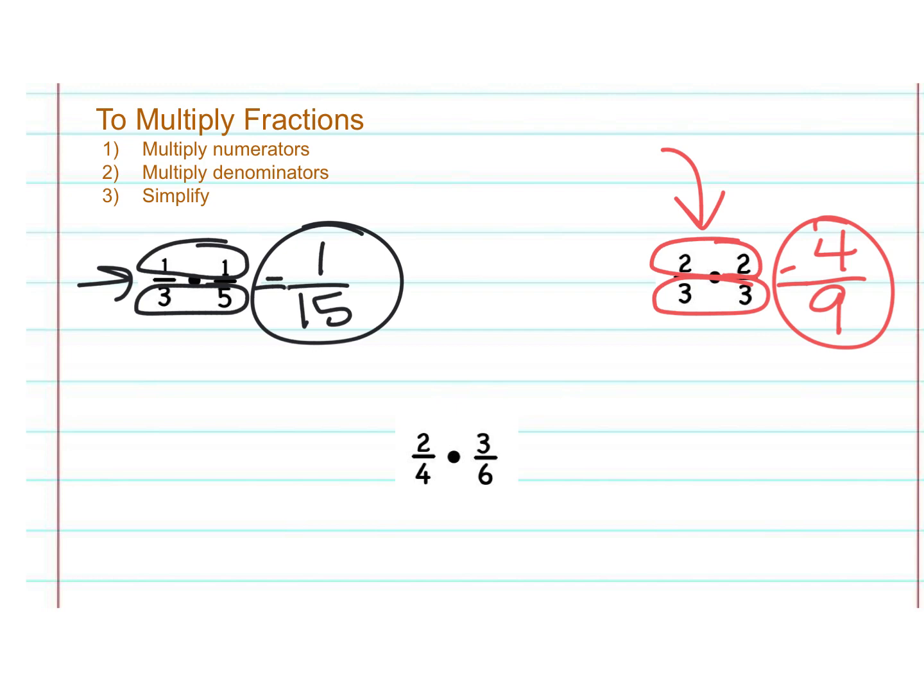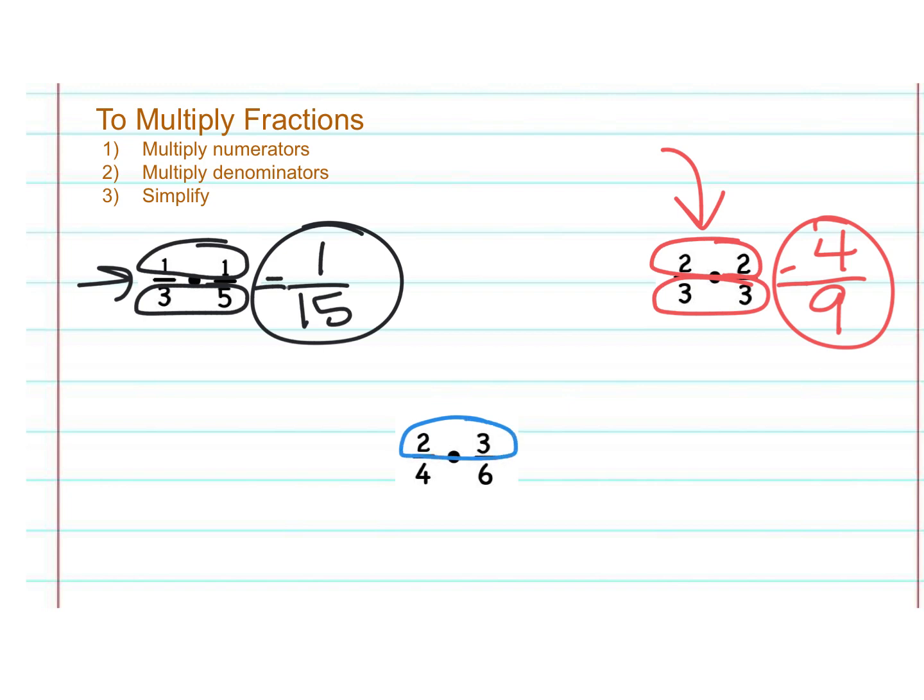Next one, you could pause me and try this next one and then make sure it's in simplest form. 2/4 times 3/6. 2/4 is the same as 1/2. 3/6 is the same as 1/2. So I'm taking a half of a half, just so we can think about what's happening in our problems here.